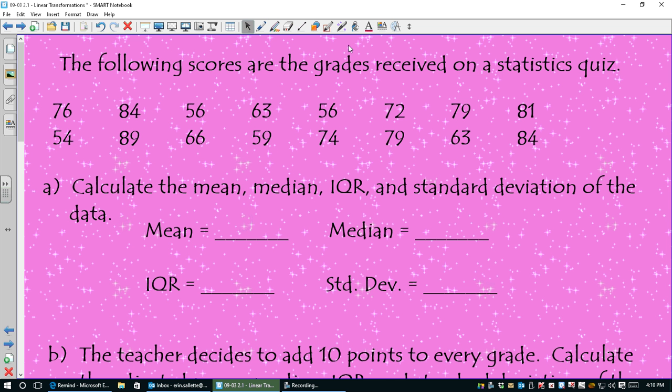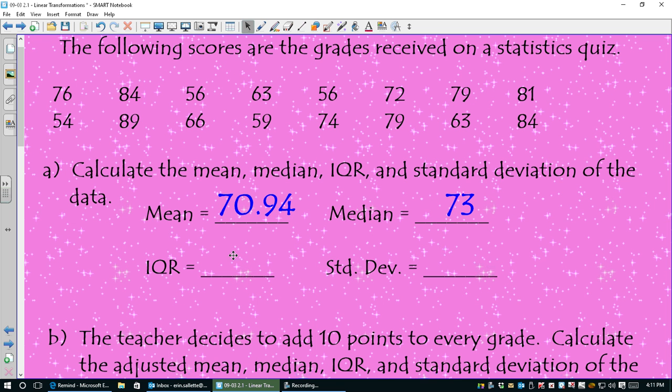Here we have a group of data. These are scores on a statistics quiz. Not you all. You all are much better than this. So here we're going to calculate the mean, the median, the IQR, and the standard deviation of the data. I'm going to go ahead and do that for you. Here's the mean, 70.94. There's the median, 73. IQR is 19. And the standard deviation is 11.43.